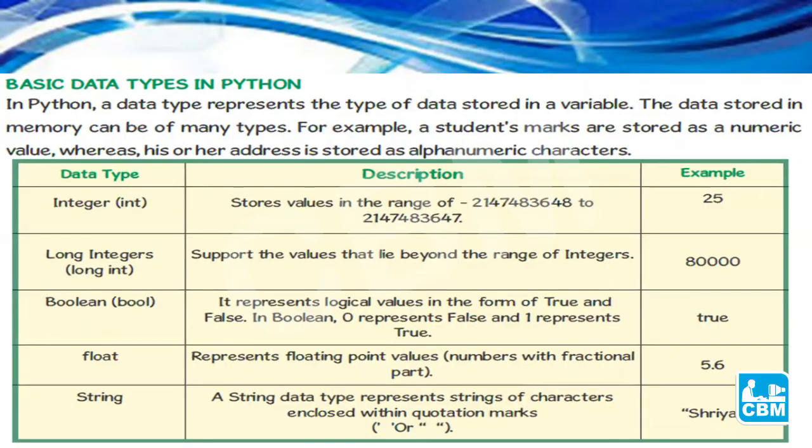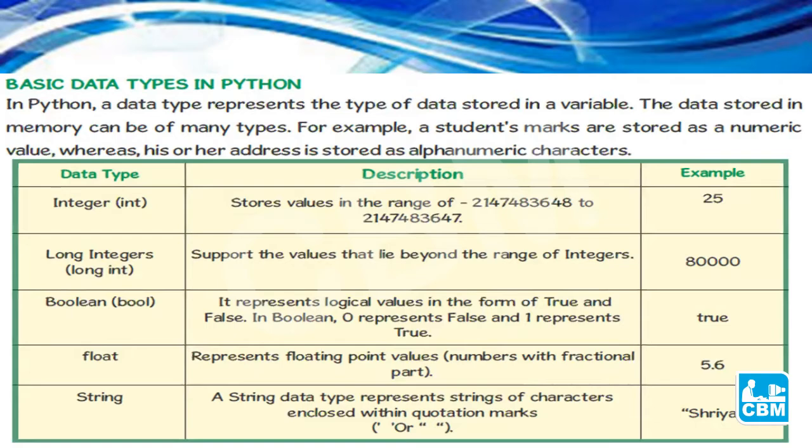There are many data types in Python. A data type represents the type of data that is stored in a variable. For example, the student's marks is a numeric data, while the student's name or address is an alphanumeric character. So depending on the type, the data type is defined.